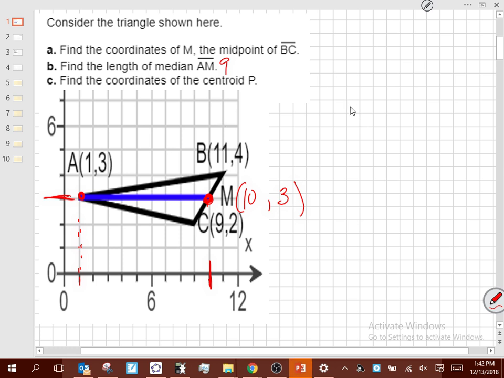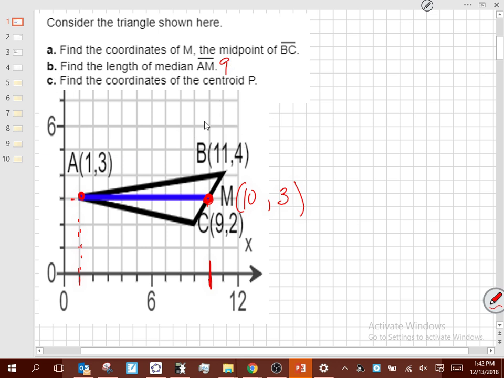You can use the distance formula, but you're going to be doing work that is unnecessary. And that's what I think one of the most important things about mathematics and understanding mathematics is to know when the right work is appropriate, and when we can use shortcuts. Okay. So that's 9.